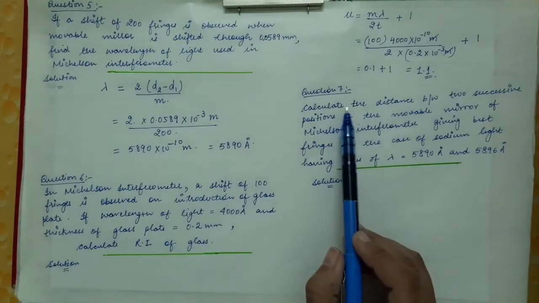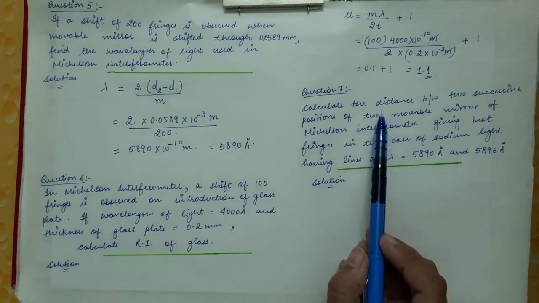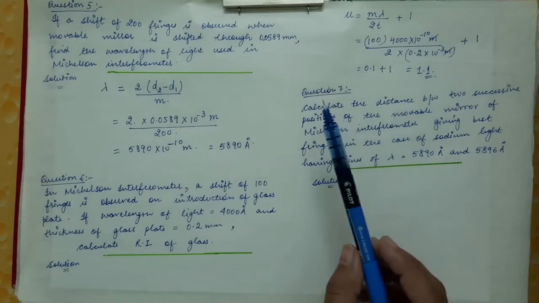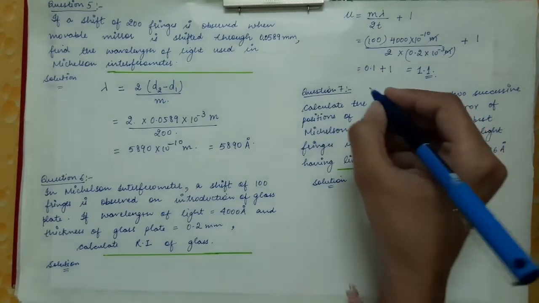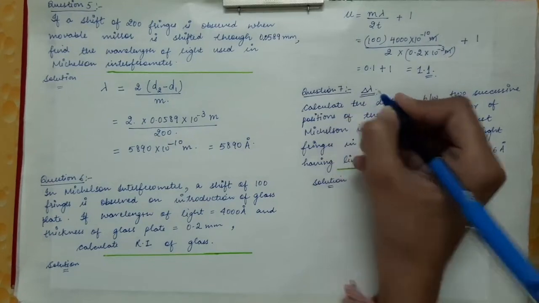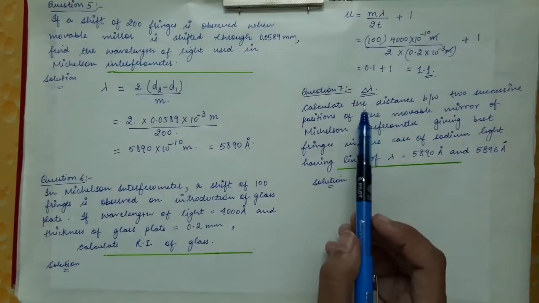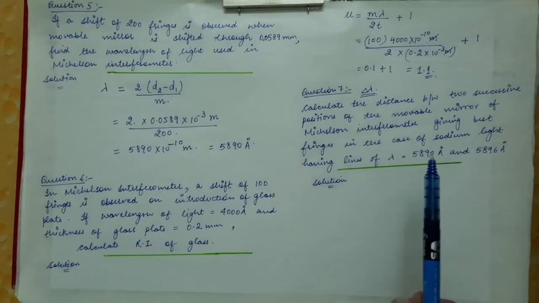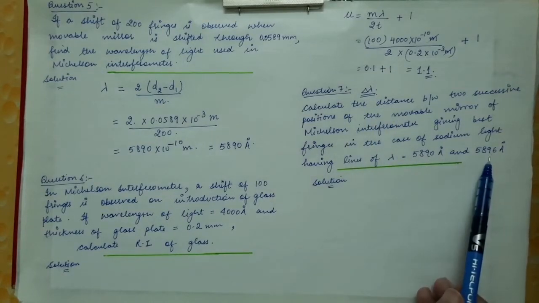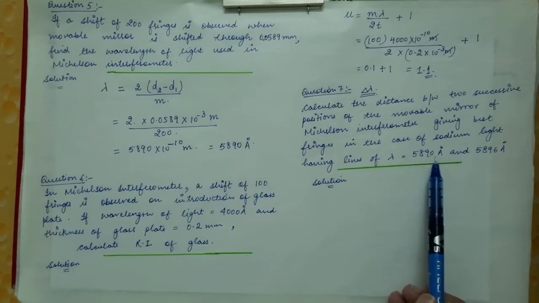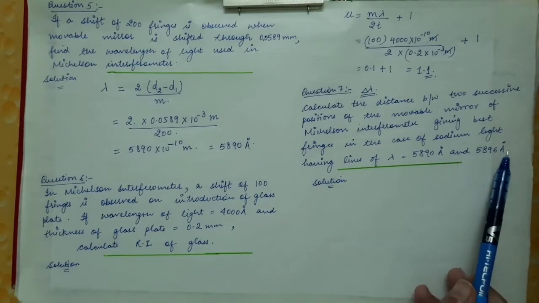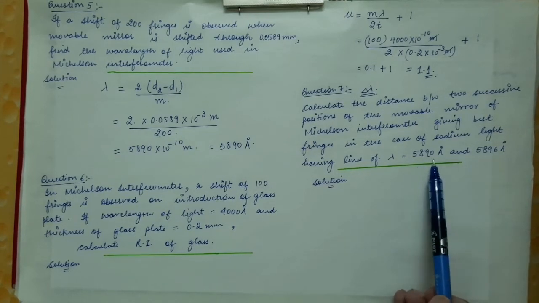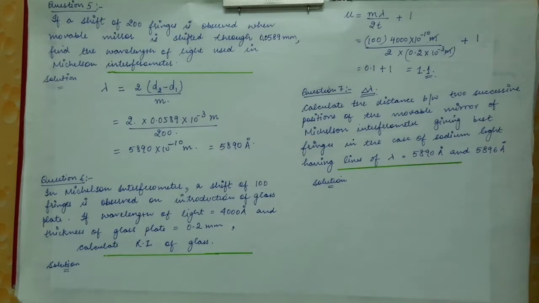Now the next numerical is also based on the application of the Michelson interferometer, that it helps us in finding the difference in the two wavelengths, that is, it helps us in finding delta lambda. So a source of light, for example the sodium lamp, emits two wavelengths of light which are 5890 Angstrom and 5896 Angstrom. So sodium lamp emits two wavelengths of light of these particular values.